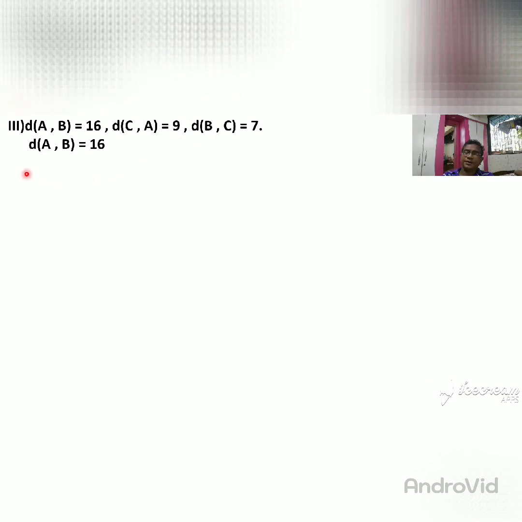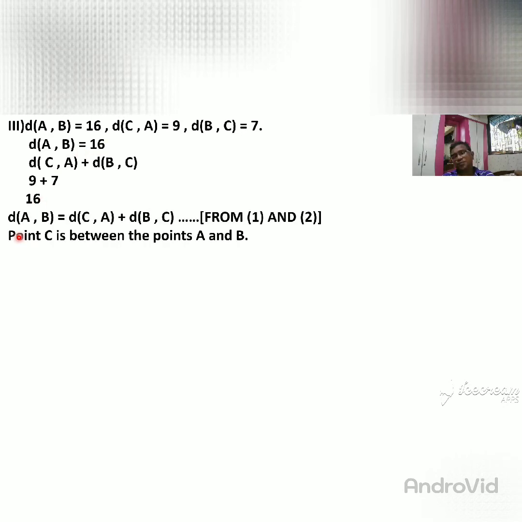So distance C comma A plus distance B comma C. Distance C comma A is 9, distance B comma C is 7. So 9 plus 7, what do you get? 9 plus 7 is 16, so I write here 16. So see, distance C comma A plus distance B comma C, the sum is 16, that is equal to distance A comma B. That means betweenness is possible.